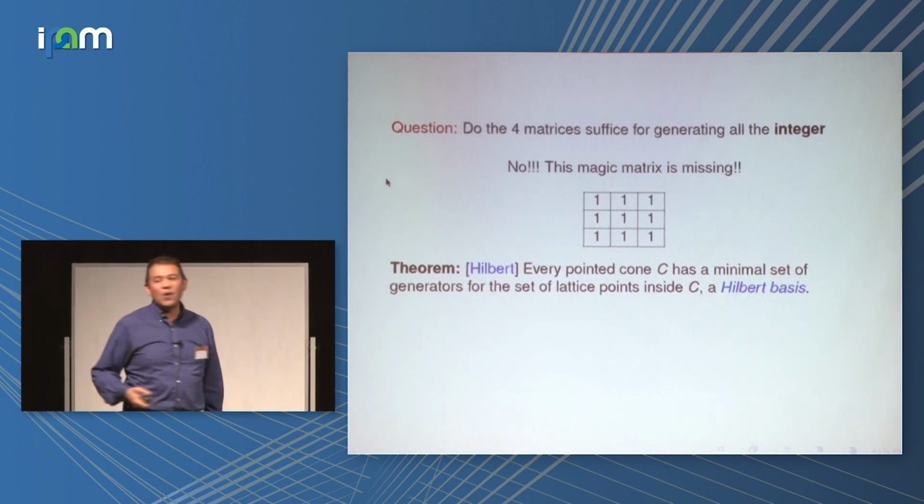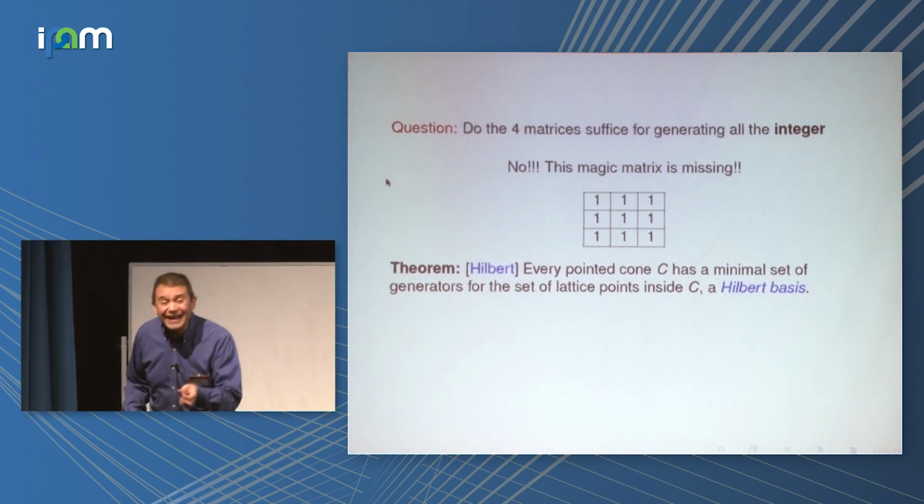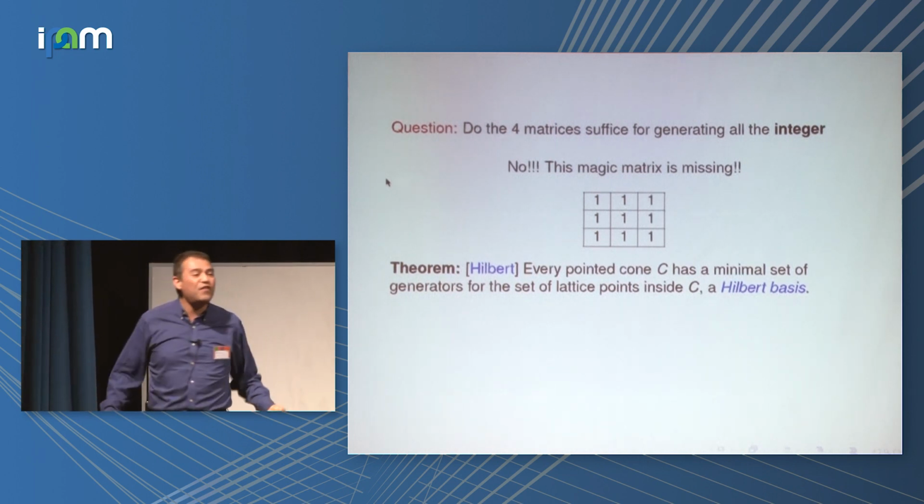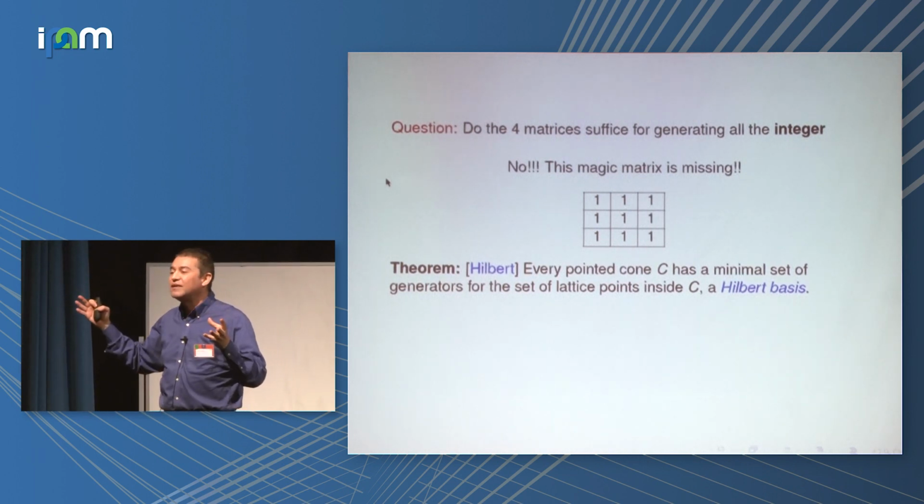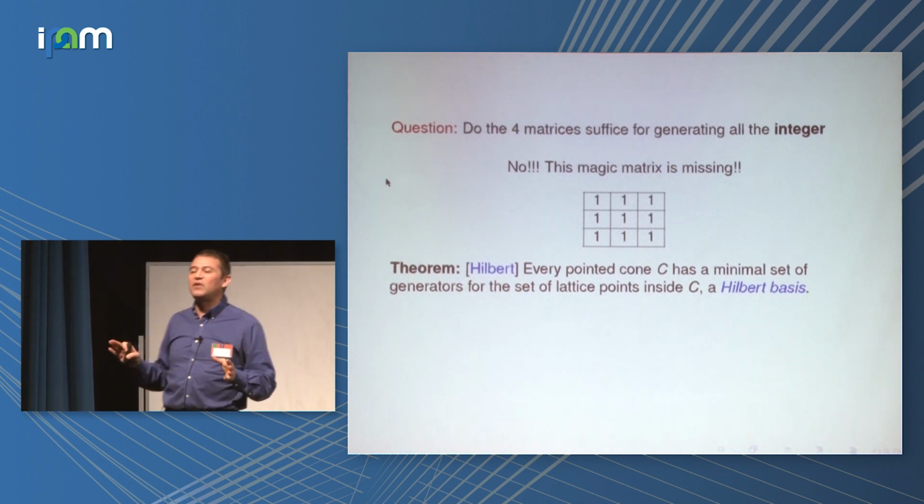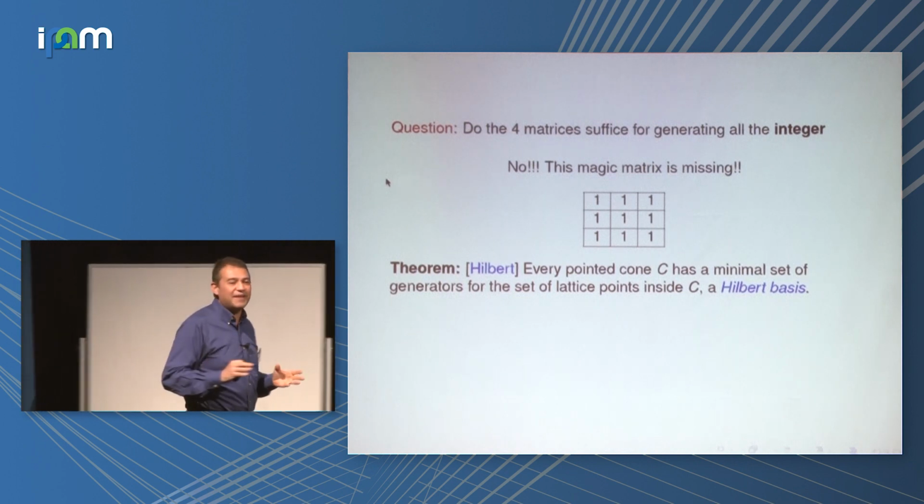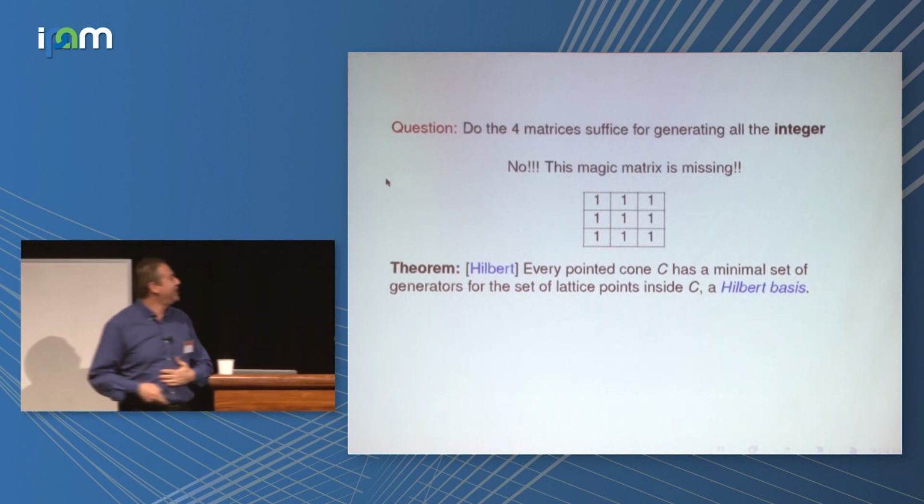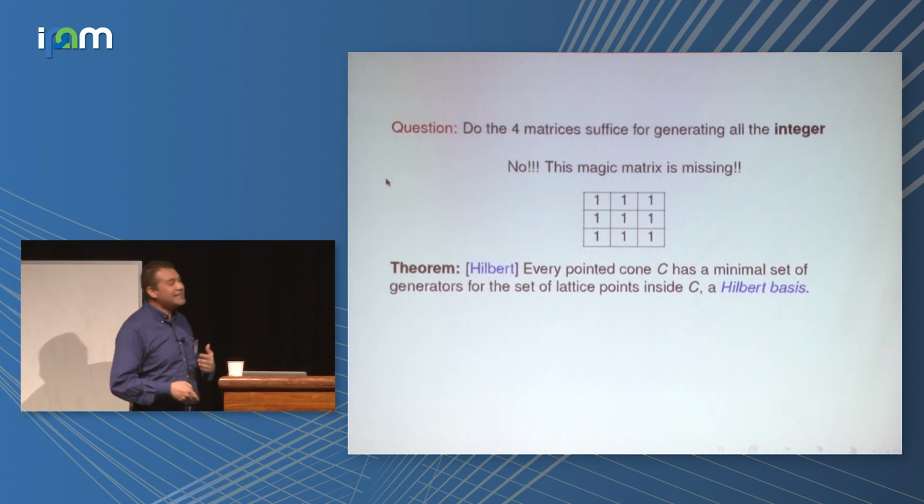So every pointed cone has a finite set of integer vectors in the cone that generate every single lattice vector in the cone. This is Hilbert's contribution. The proof is absolutely beautiful. I always ask it in qualifying exams. Hint, hint, hint for the students. So, all right, this is the Hilbert-Basis theorem.